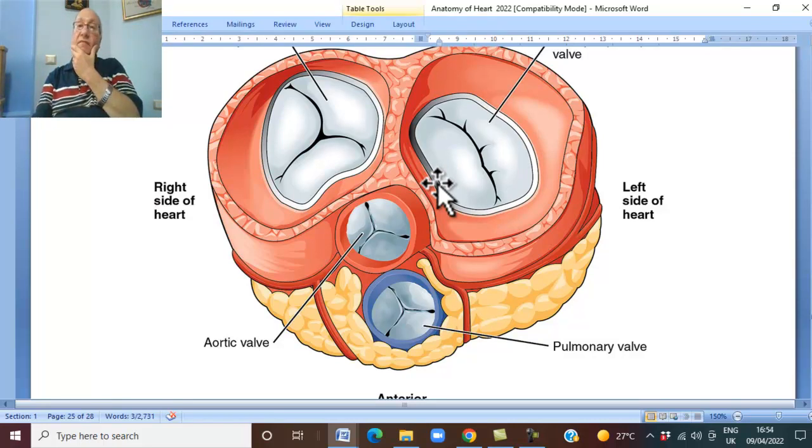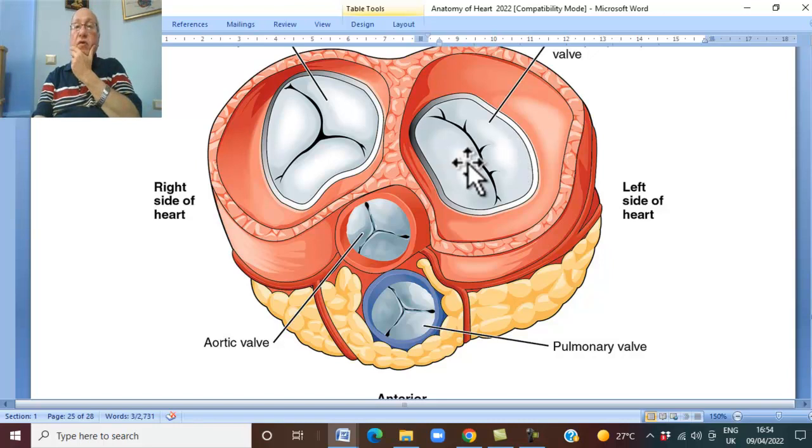What is the mitral valve? The mitral valve is a valve that consists of two cusps. Therefore, there is another name for the mitral valve. Because the mitral valve has two cusps only, it is also called the bicuspid valve.